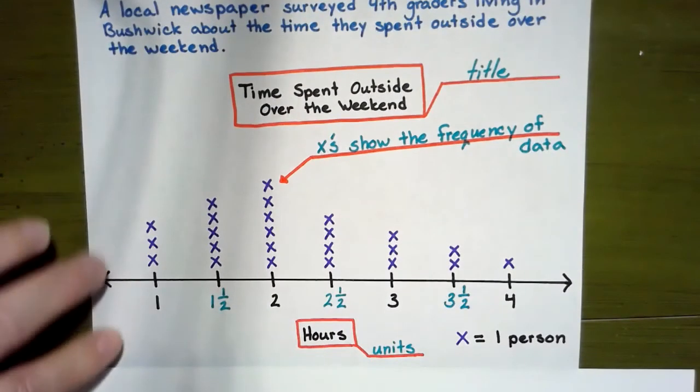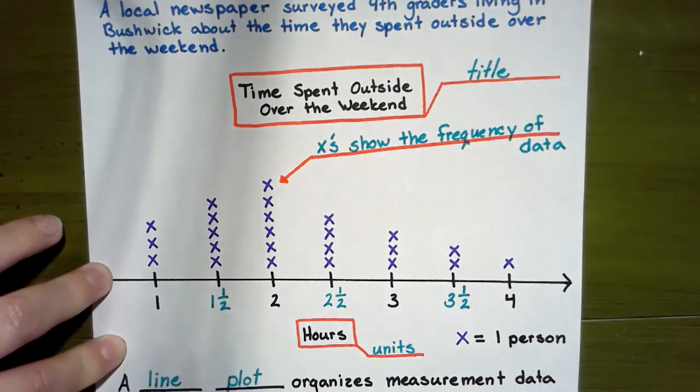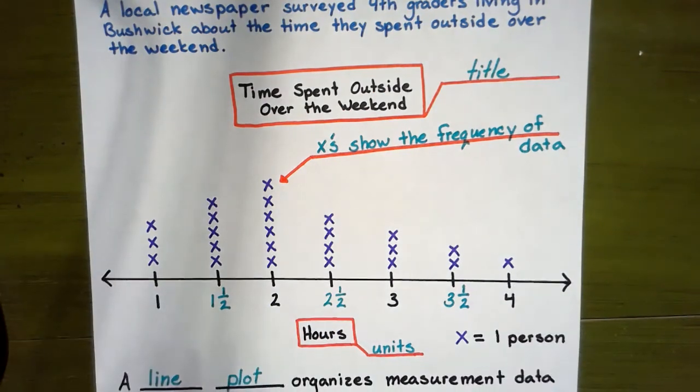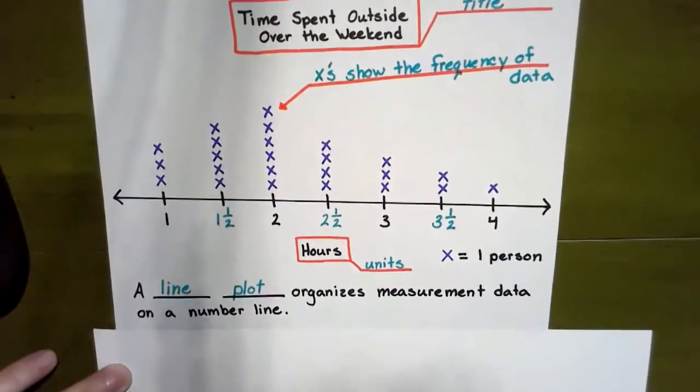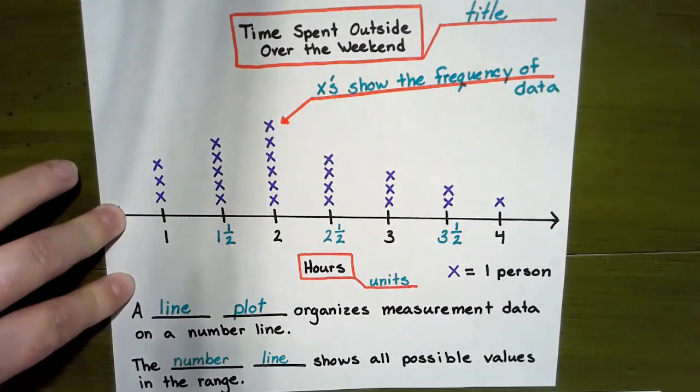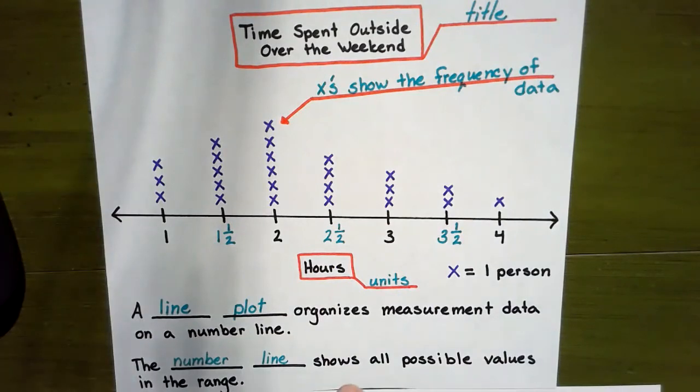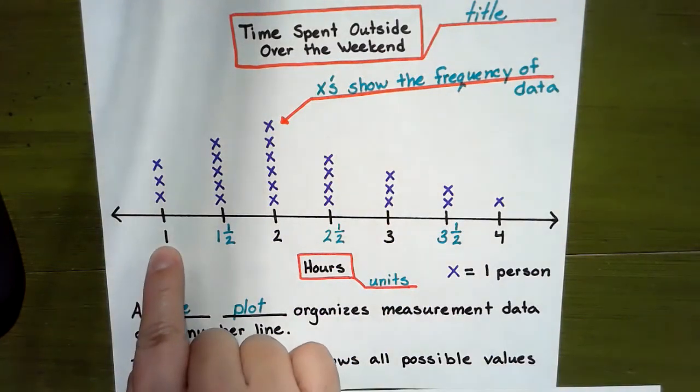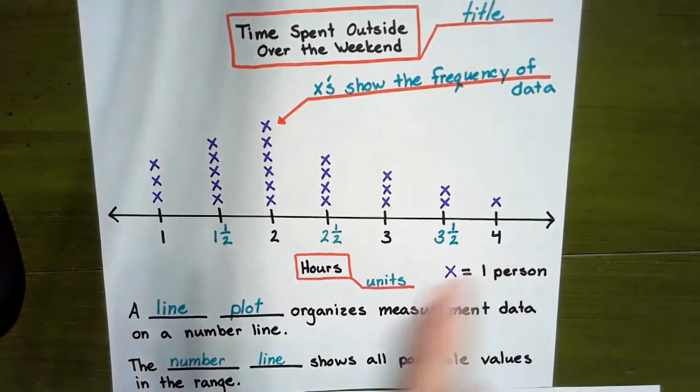Some things we might remember. A line plot organizes measurement data on a number line. And the number line shows us all possible values in the range. In this case, it was from 1 to 4 hours.